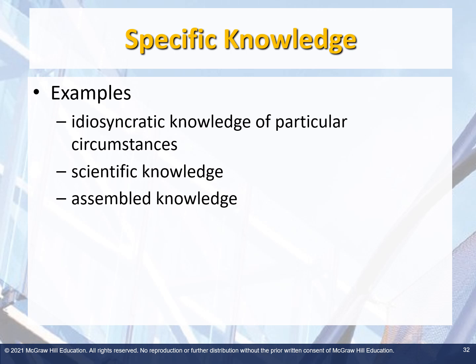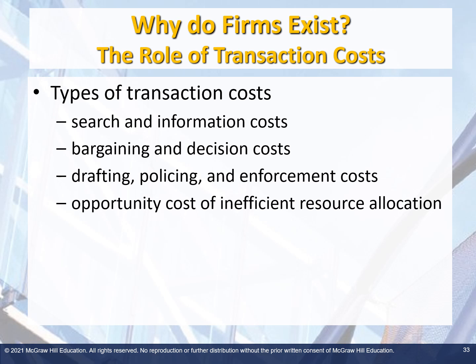Specific knowledge refers to detailed information about particular circumstances, scientific knowledge, and assembled knowledge. This type of knowledge is crucial for making informed decisions and optimizing resource allocation. In the tech industry, companies like Google and Apple rely on specific knowledge about consumer preferences, technological advancements, and market trends to develop innovative products. This specific knowledge allows them to stay competitive and meet the needs of their firms.